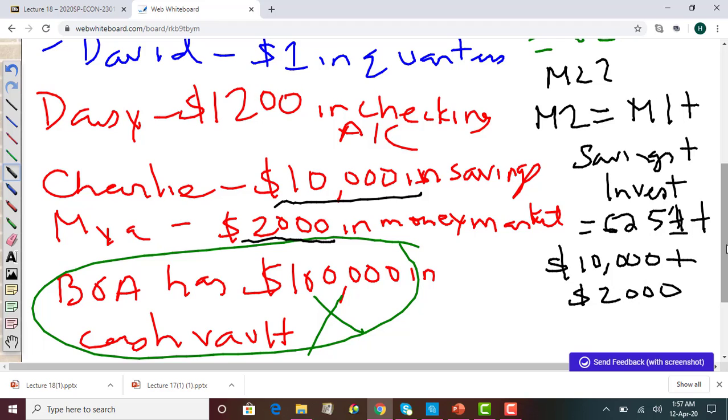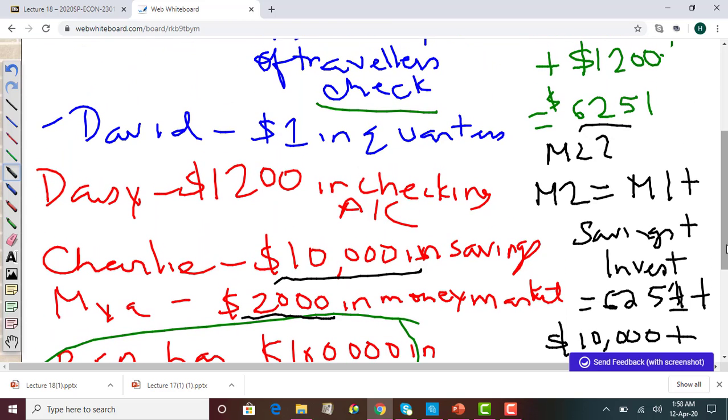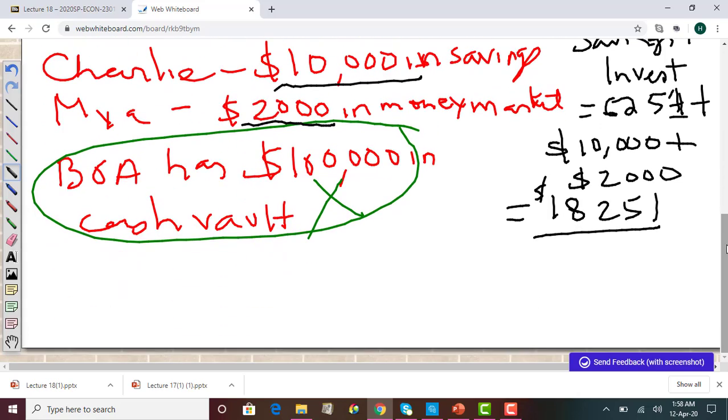And remember, we will not include the cash in vault the banks keep either in M1 or M2. Also, if we have credit cards or if Feds keep checking accounts, those will not be included in M1 and M2. So based on this, M2 is equal to 6251 plus 10,000 plus 2,000, which is equal to 18251. So definitely you can see this is a broader measure than M1, which is 6251, because it includes more items such as savings and investments accounts.